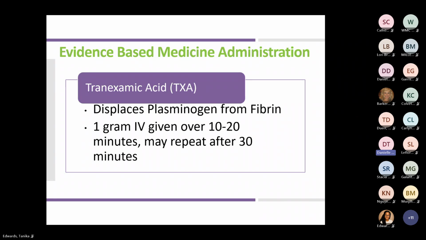You can give 1 gram IV over 10 to 20 minutes, and that can be repeated after 30 minutes as well. So again, having your timekeeper and your rolling list of what's been given to circle back to will help in the situation. Next slide.